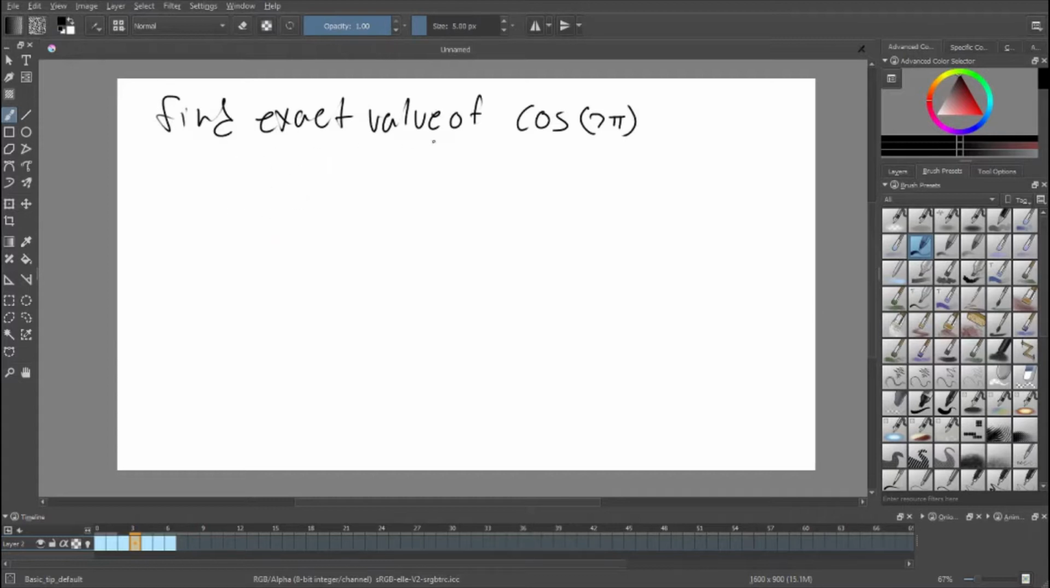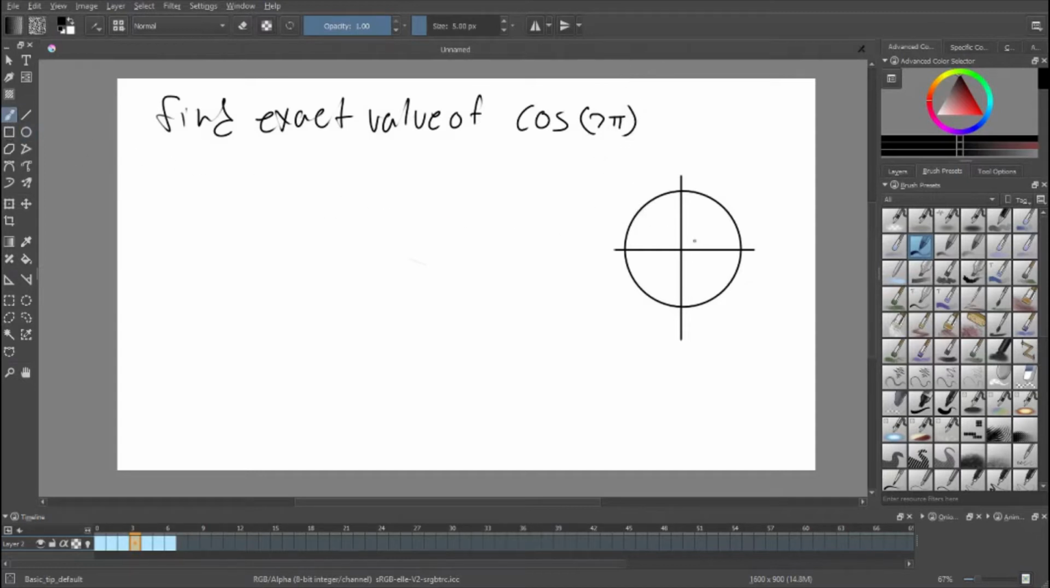So find the exact value of cosine 7 pi. Okay, this is no different than what we've done before, except this just goes over 2 pi. So again, drawing my unit circle. Okay, so the unit circle.